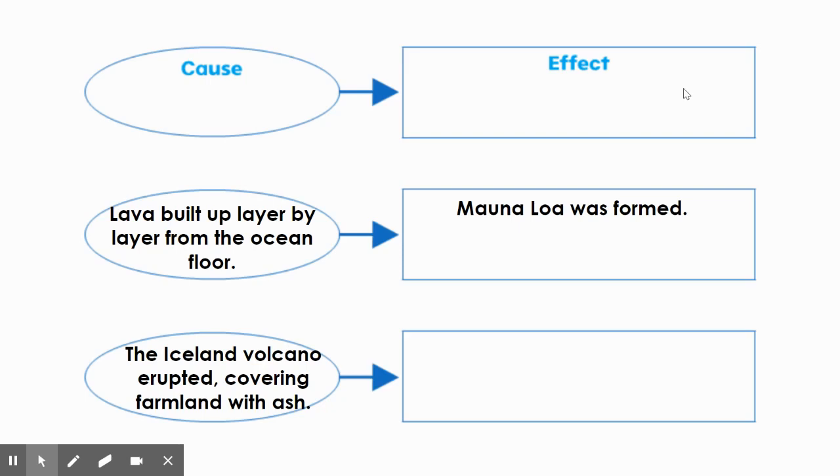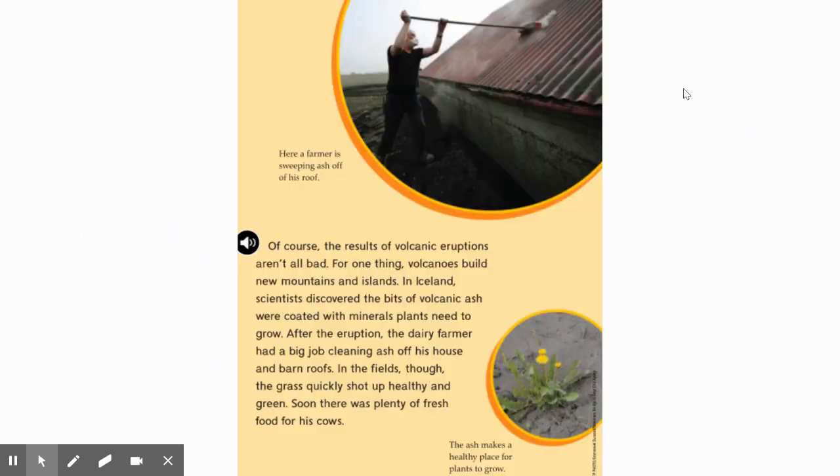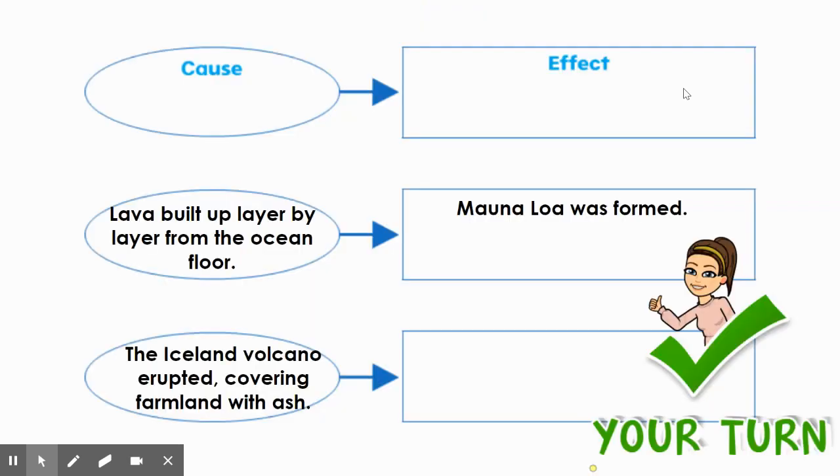What was the effect? What was the effect of all of that ash falling onto the ground? Was it a good thing for the farmer's land? And if so, what happened because of all of the ash? Maybe that picture of that dandelion or flower will help jog your memory. So you are going to fill in the effect. What was the effect of having all that ash land on the farmland? What happened? You are going to fill in your effect in your composition notebook.